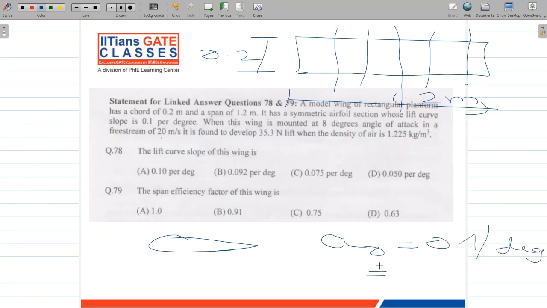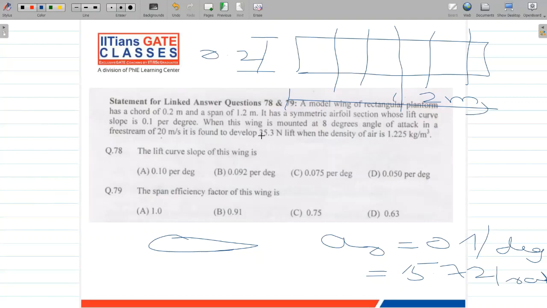And it's always safer to convert them to radians, just to make sure that you are not going wrong in any of the calculations. So let me convert it to radian. This will be nothing but around 5.72 per radian.